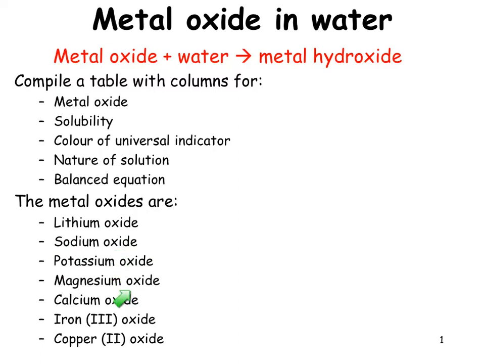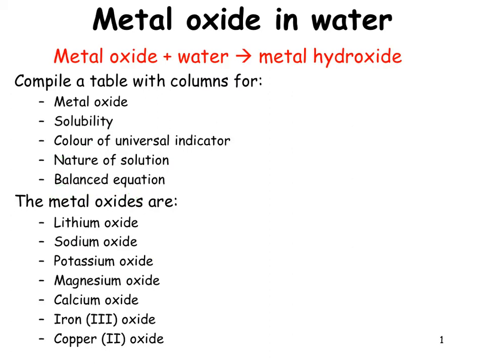Once we've got the metal oxide, we can dissolve it in water. We can see how well it dissolves in water, solubility. Then we can look at universal indicator. If the universal indicator turns red or yellow or orange, then we've got an acidic solution. If it's blue or purple, we then have a basic solution. That tells us the nature of the solution, and we can balance the equation.